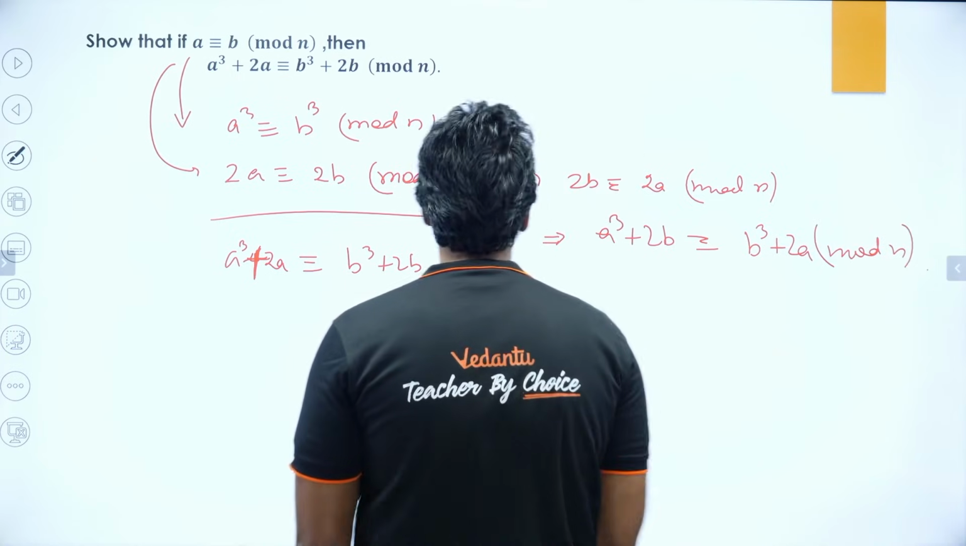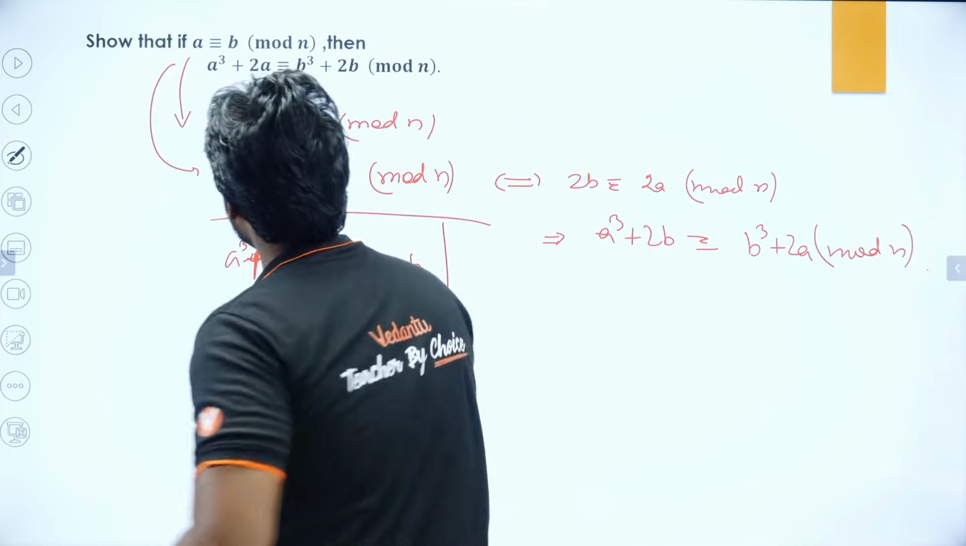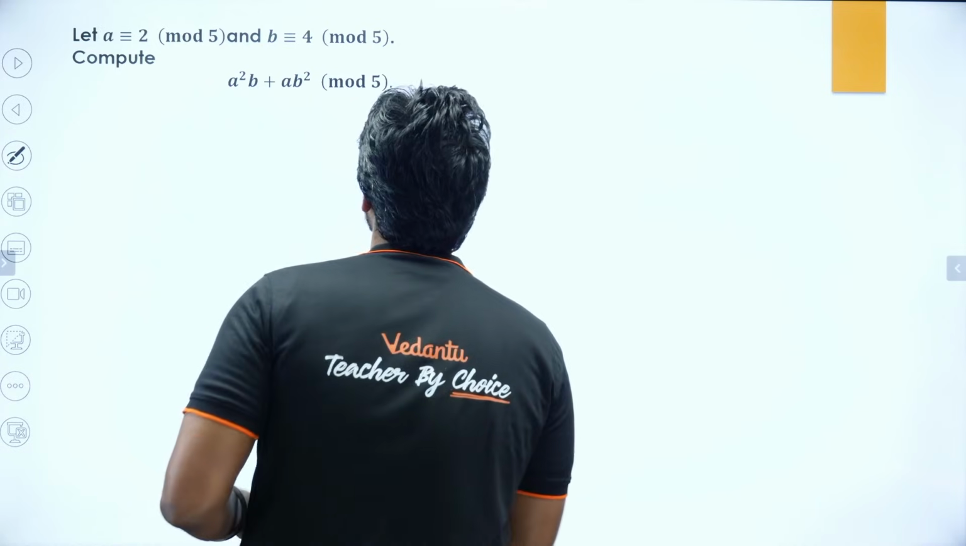So you can actually write a cube plus 2b is congruent to b cube plus 2a. This is like playing around. This is nothing. Playing around stuff. Okay. Move ahead. I'm glad I didn't give a fair sheet for this one.